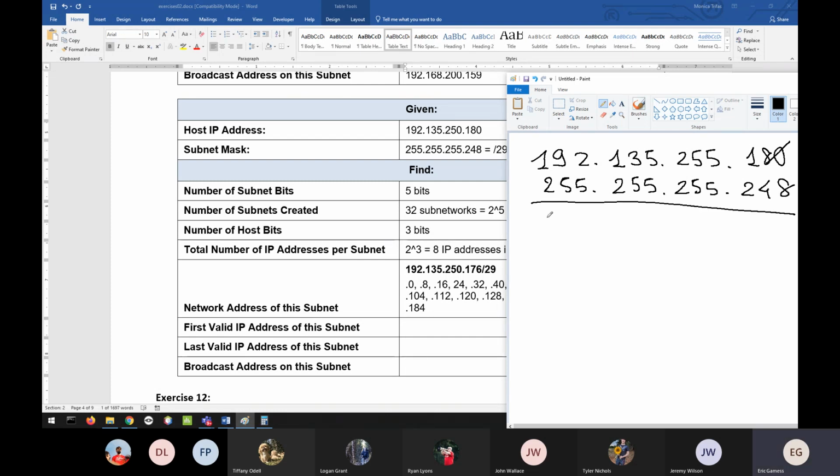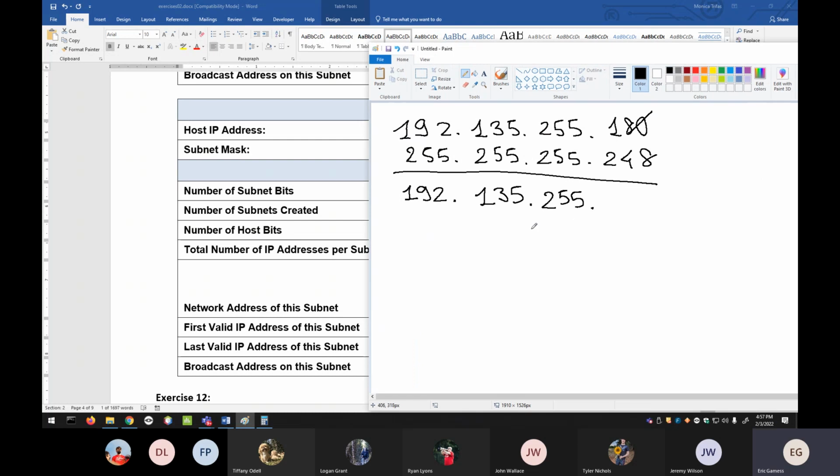So what will be the first byte? 192, I don't change it. The second byte, because I do a bitwise AND with 255, I don't change it either, 135. The next byte, I don't change it either, because I AND with 255. The only difficult one is the last byte. So for the last byte, I'm going to convert to binary.